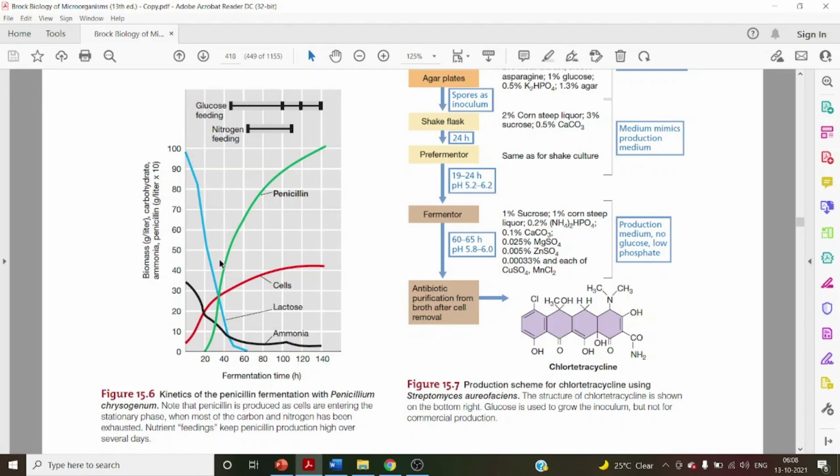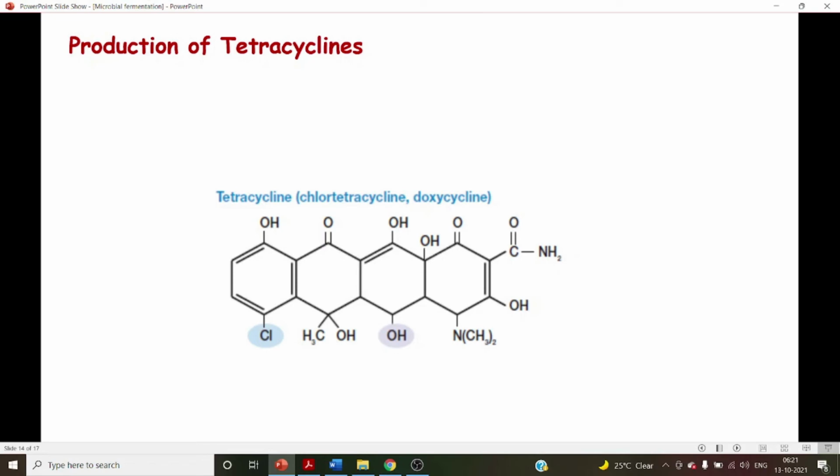Let's move further. Now coming over to the production of tetracyclines. So tetracyclines are antibiotics having the four-membered naphthacene ring. These four rings together are called the naphthacene ring. In chlortetracycline, there is a chlorine atom at this position, and for doxycycline, there is a hydroxyl group at this position.